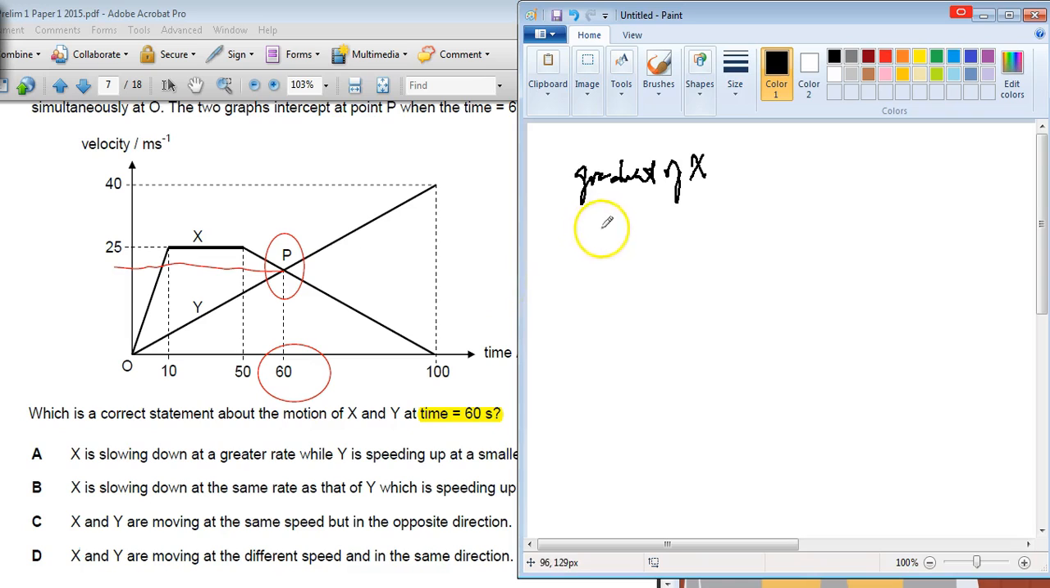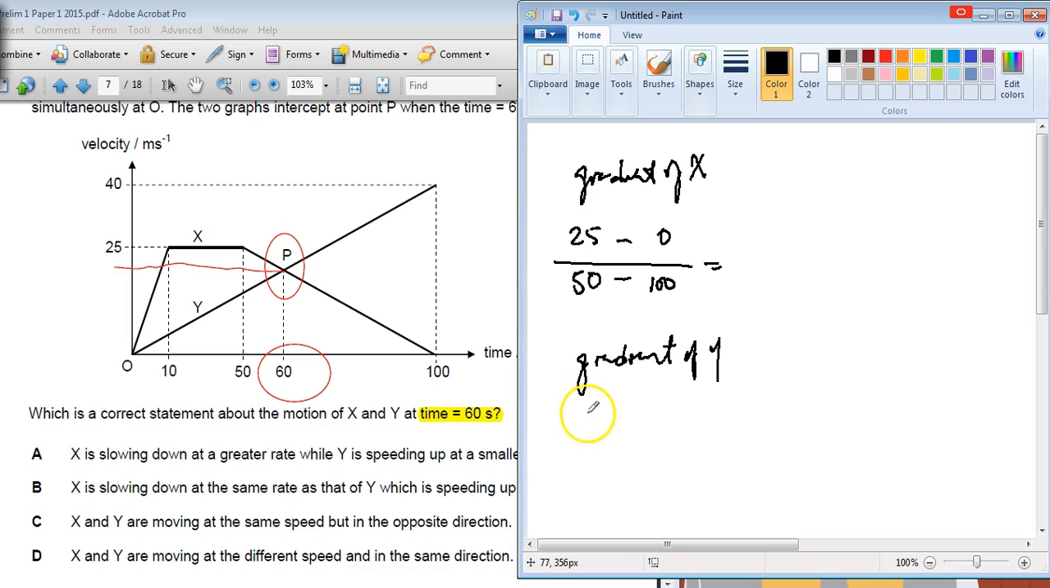Gradient of x is 25, 50 minus 0, over 100. I will get the gradient of x. And then after that, I also need to check the gradient of y, which is 40 over 100, 0. Okay, did I put everything correctly? Yep, I think I did. Okay, so go and check, and then you can decide whether it's A or B. I'm not going to do it here.